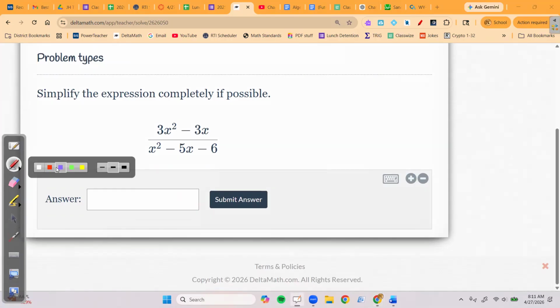What's the top? What kind of factoring are we thinking on the top here? Good job. Well, good identification. So we know it's a GCF situation. What are we going to pull out? 3x. If you miss the 3, then you'll probably wind up missing this problem.